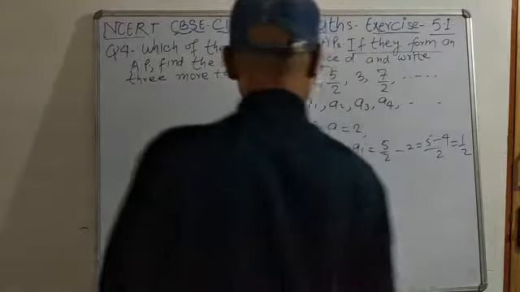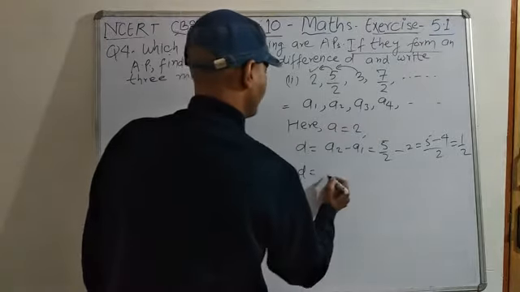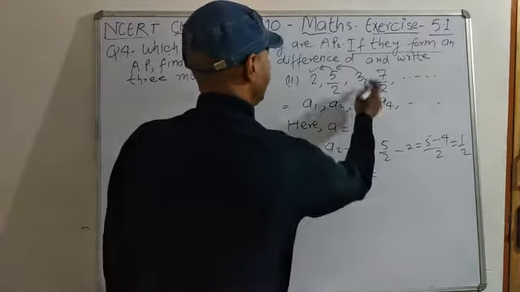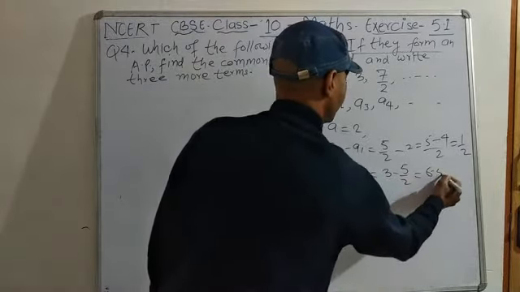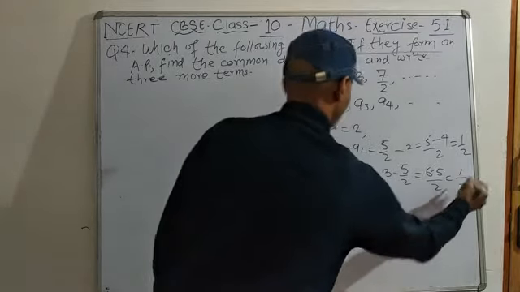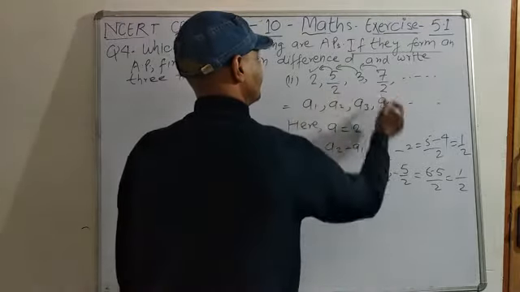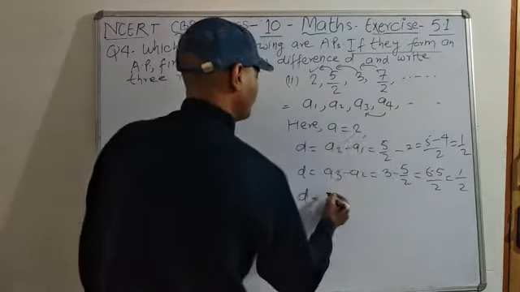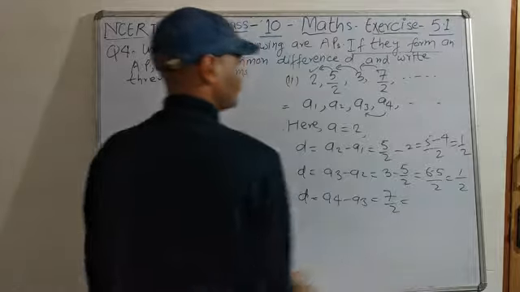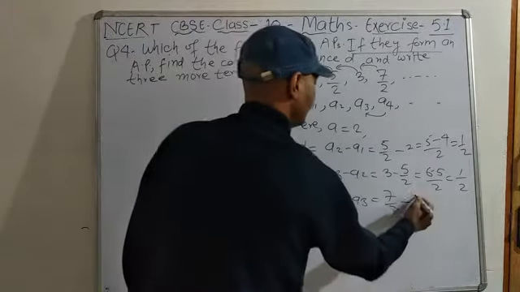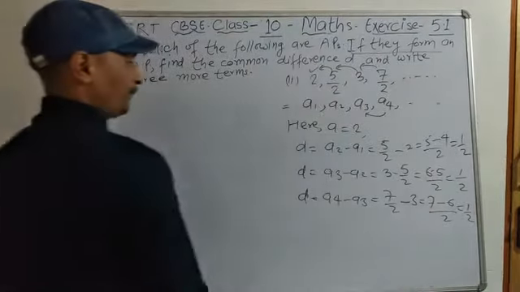Next D, again common difference we will find, इसे निकालेंगे, A3 minus A2. A3 is 3, A2 is 5 by 2, 2 3 is 6, minus 5 by 2, it is also obtaining 1 by 2. Now next D, like this, A4 minus A3, A4 is 7 by 2, minus A3 is 3, so it is 7 minus 2 3 is 6 by 2 equal to 1 by 2.